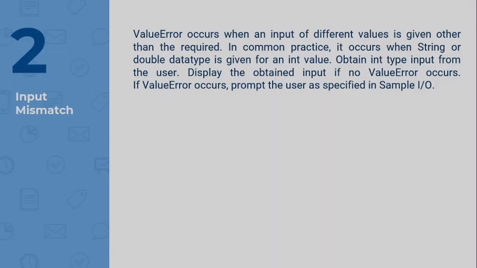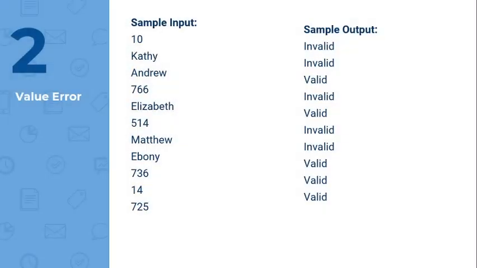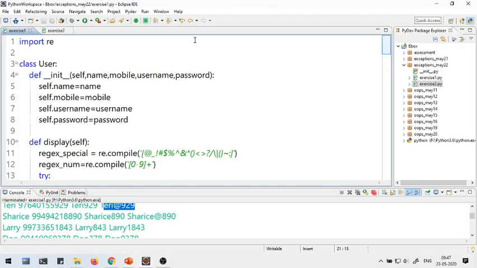prompt the user. So look at the sample input. They are just reading. If you are reading an integer, it will print valid. If it is a string, it will print invalid. So it is very, very simple. It is a single condition. Let us just dive into the solution for this question.